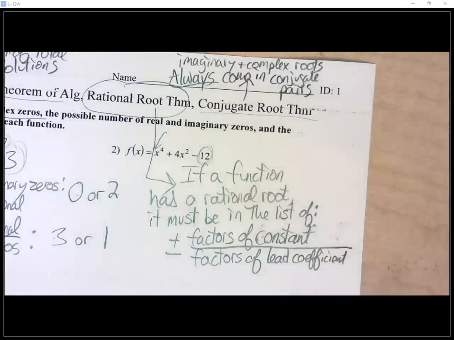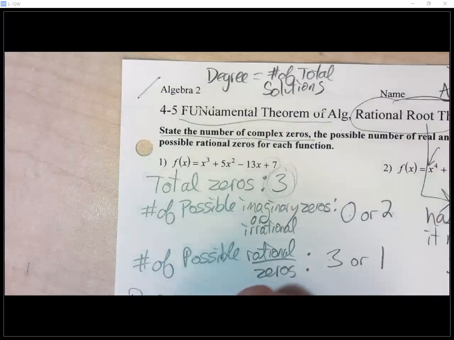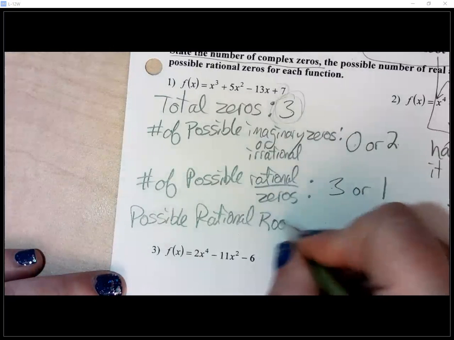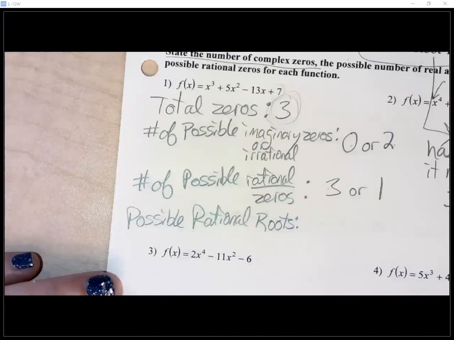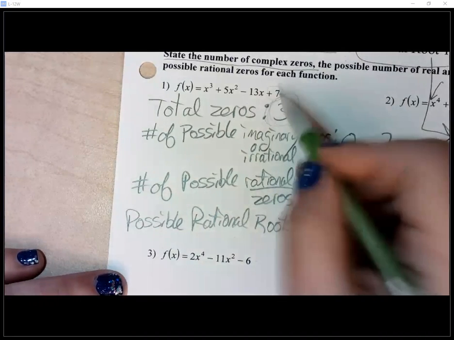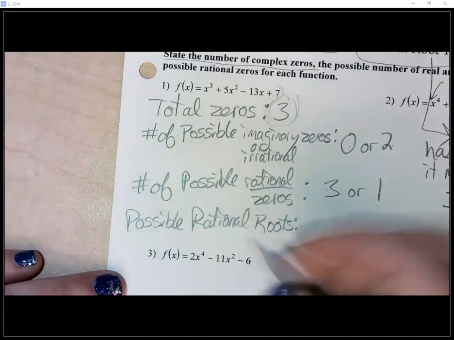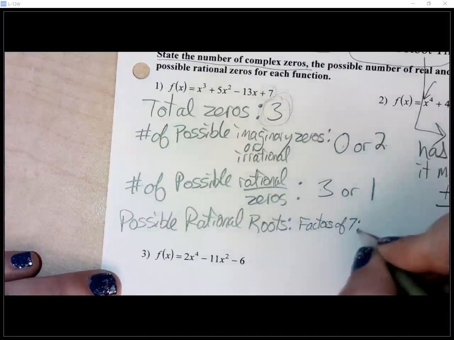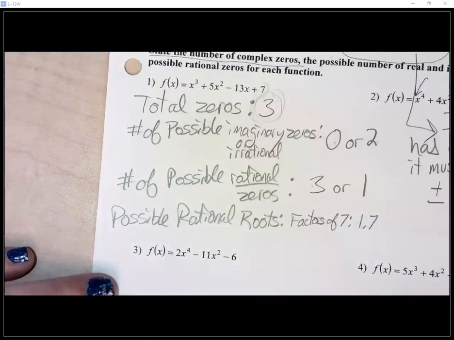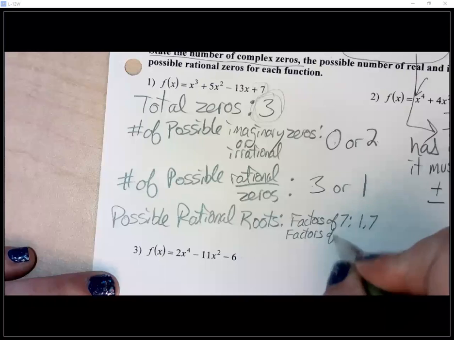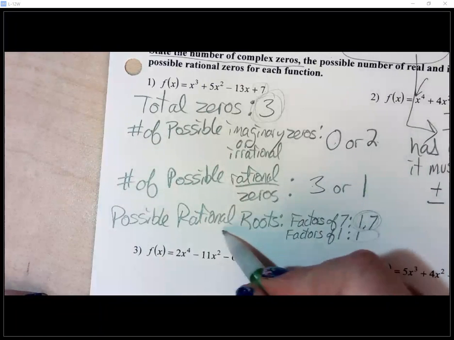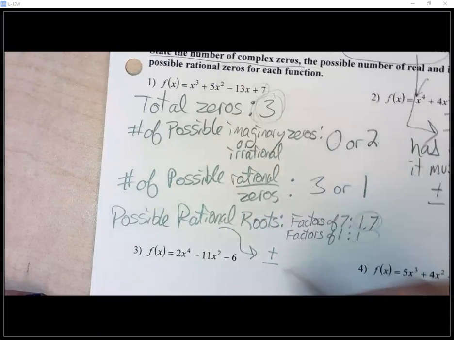So let's do it for number 1. Our possible rational roots. I'm going to take all of my factors of my constant. Well, there's not that many factors of 7. It's just 1 and 7. I'm just going to list them out. I normally don't write all of this, but the first time through. So the factors of 7 are just 1 and 7. The factors of my lead coefficient, which is just 1 in this case, the only factor of 1 is 1. So now I'm going to take all of these numbers and divide them by all of these numbers. Well, that's just a 1. So my list of possible rational roots is simply positive and negative 1 and positive and negative 7.